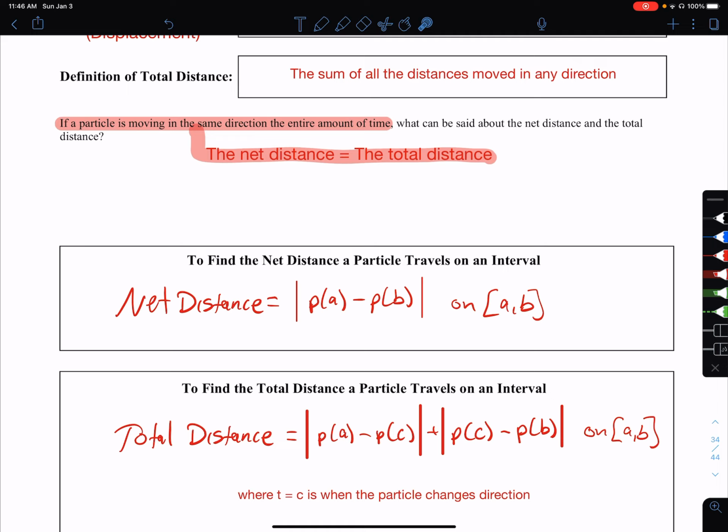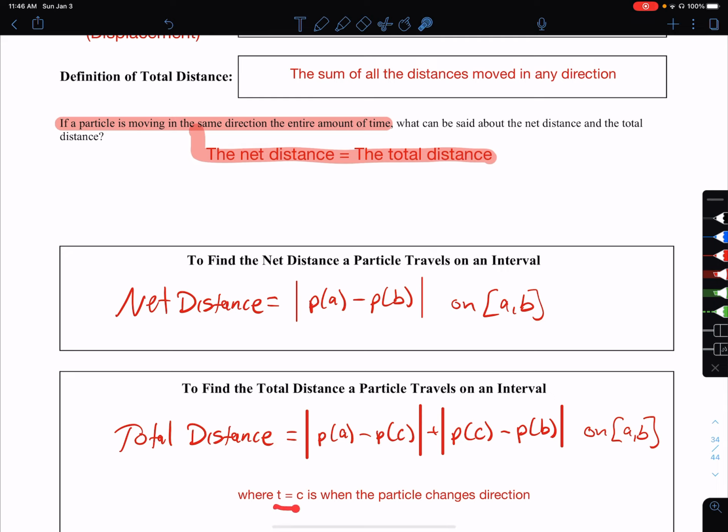So if you turned around once, you're going to have 2 of these. If you turned around 8 times, you're going to have 9 of these things. Every time you change direction, you need to do one of these. A little complicated. Hopefully when we see some real examples, it won't be so bad.